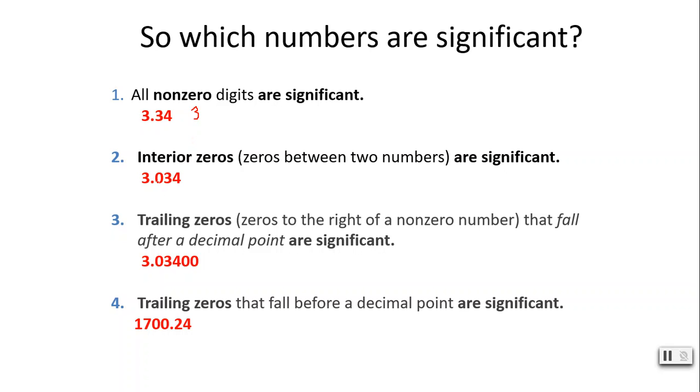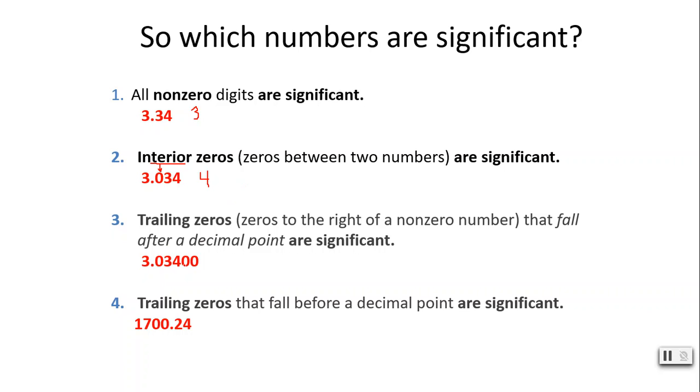Zeros that are in between two non-zero numbers are called interior zeros. And those are also significant, or speak to the level of precision of a measurement. So in this number, 3.034, obviously both 3's and the 4 are significant because they are non-zero numbers. That 0 is an interior zero. So this measurement has a total of 4 significant figures.